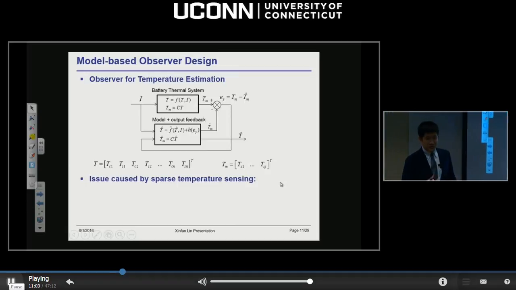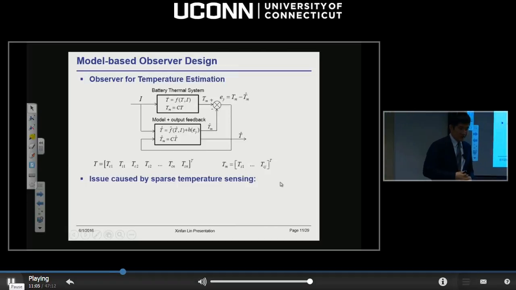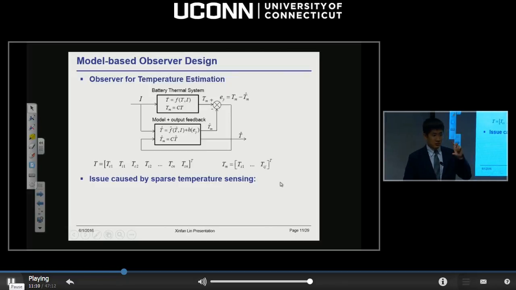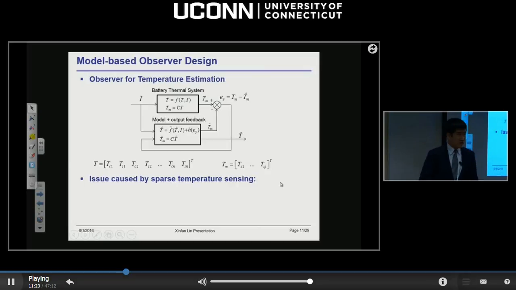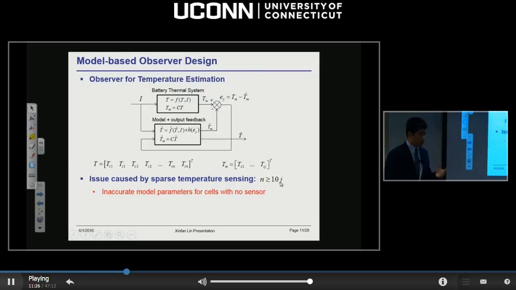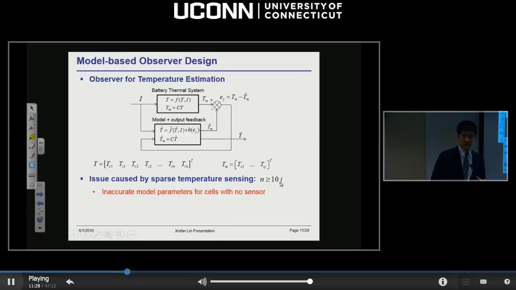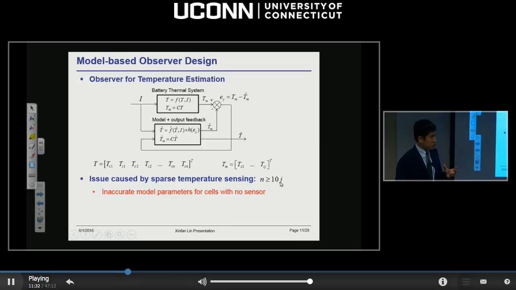So previously, I mentioned that I did a parameter ID at a cell level, in which I use the measured surface temperature and use this signal to identify the model parameters. Which means that I can know the parameters of the cells with sensors on them. For the rest of the cells, that is like 9 out of 10 cells, I don't know their parameters precisely. Therefore, there will be a mismatch between the model and the actual system, which might lead to significant estimation errors in reality. And this is something I need to deal with during the process of observer design.